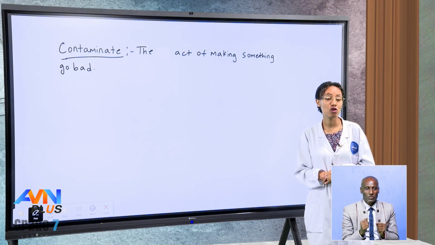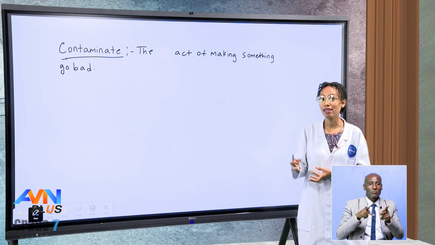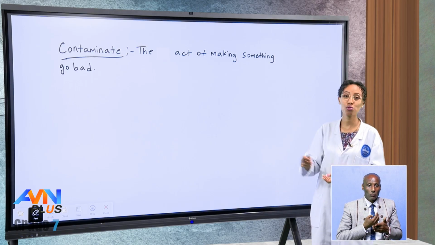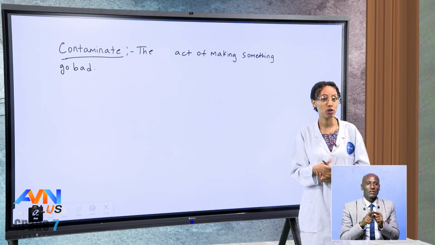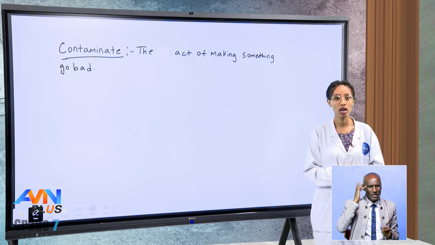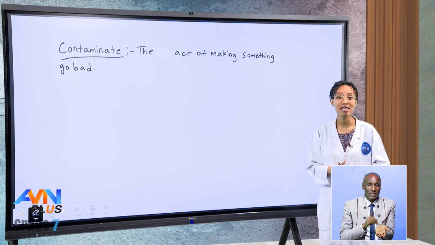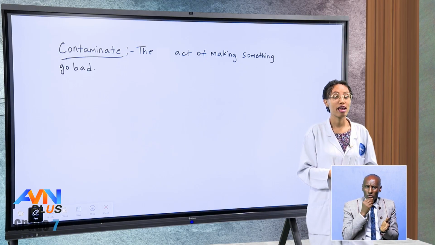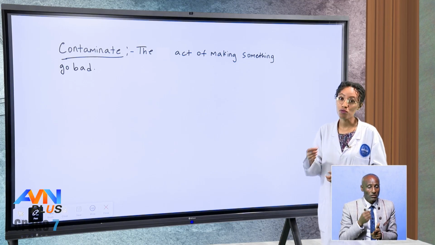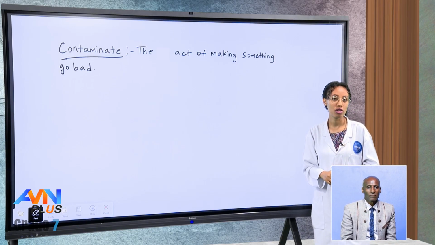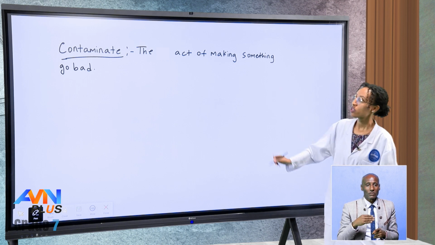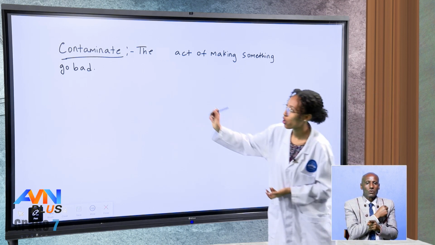So contaminating, usually people in the health industry, doctors, nurses, midwives, usually use this word to talk about how something is polluted, how something has gone bad. Let's say you got a stomach ache and you went to the hospital. The doctor asks, what food did you eat earlier? And if you start listing the food, the doctor might reply, oh, this food is probably contaminated. So it shows how this food has gone bad, and that's why you are sick and have gone to the hospital. So contaminate is the act of something going bad.